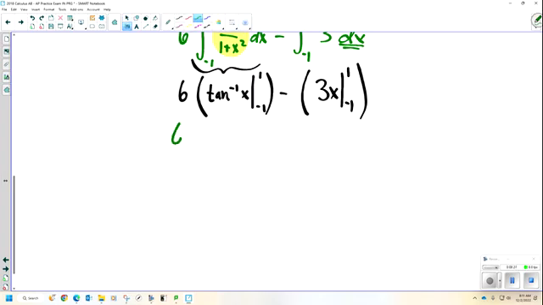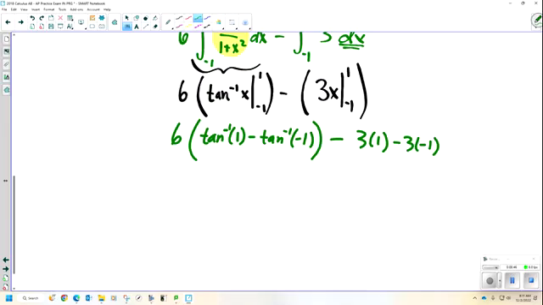So we have 6 times the tan inverse of 1 minus the tan inverse of -1, minus 3 to the 1 minus 3 to the -1. Yeah, this is easy. It's 3, that's plus 3. I'm subtracting, so it's -6 here. All right, that's the right side. That's the easy work. Here I've got 6 times.